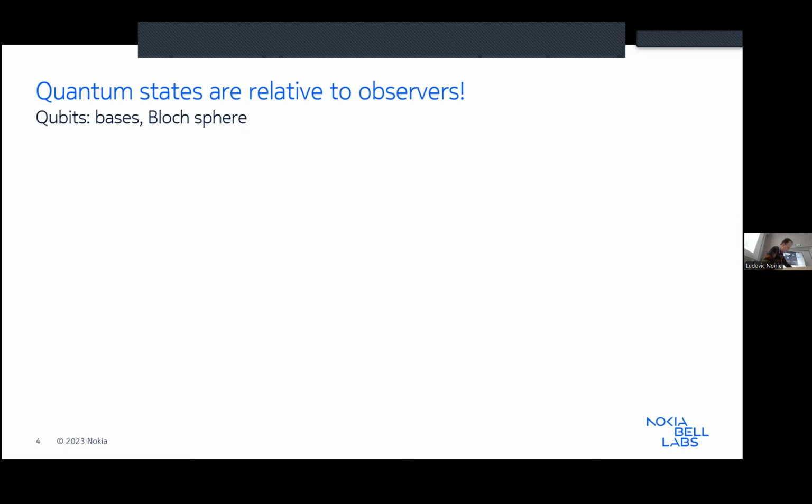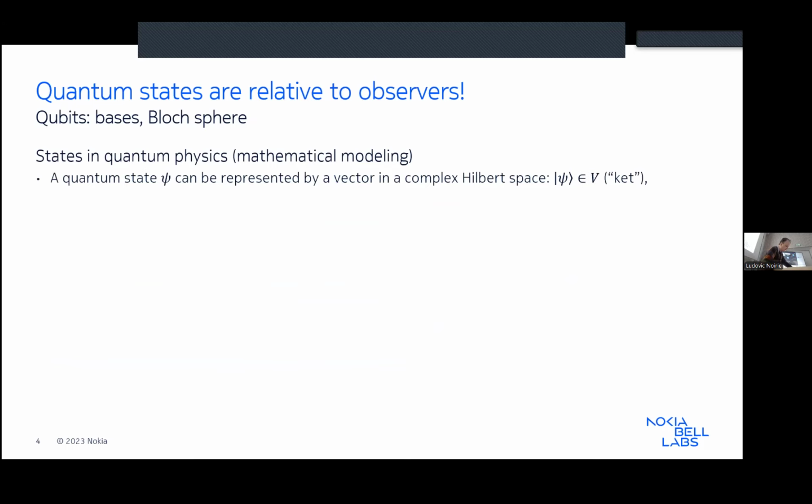Now we can talk about what states are in quantum physics, the mathematical modeling. A quantum state can be represented by a vector in a complex Hilbert space, a ket, up to a normalization factor and a global phase factor. We have the global phase factor because the real quantum state is not a vector, but a line in the Hilbert space.